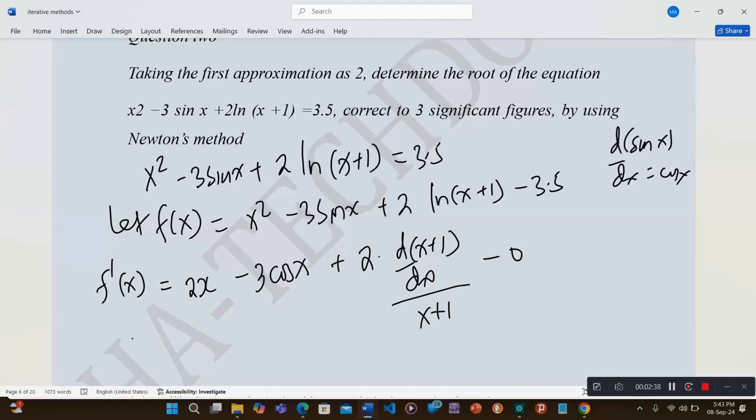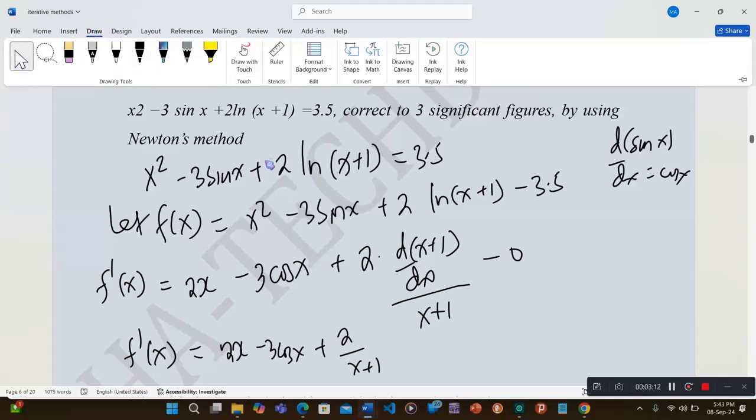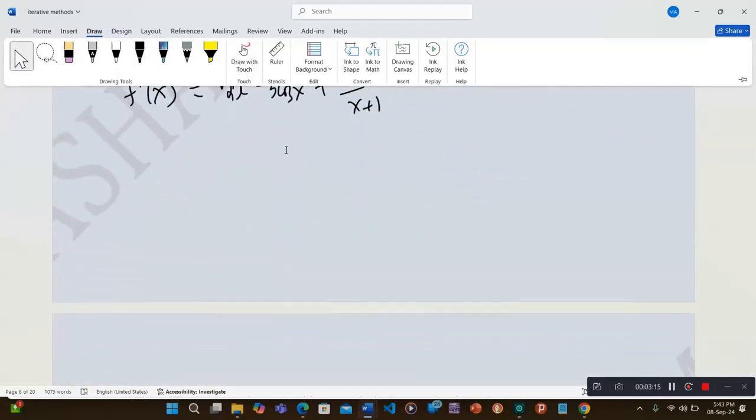So what does that mean? The first derivative of f of x will equal 2x minus 3 cos x plus 2 divided by x plus 1, because if I differentiate x plus 1 with respect to x, I'll have 1, and that's all. So it is from this that I now start using the Newton Raphson method by approximating.